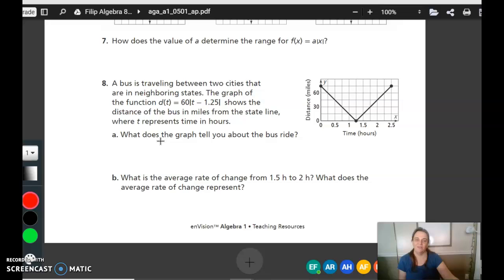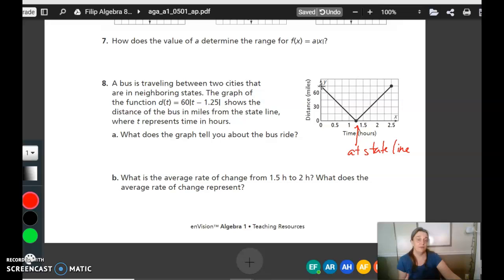What this graph is showing isn't necessarily the total distance that I've traveled. It's just telling me how far I am from the border to the next state. Okay? The graph shows the distance of the bus in miles from the state line. So where they start right here, it tells me when I start at time 0, how far am I from the state line? And then this is my distance as I'm approaching. Right here at this point, I am at the state line. Right? If my distance from the state line is 0, that means I'm at the state line. This is when I'm crossing the border into the next state. And then as I travel into the next state, that distance begins to increase again.